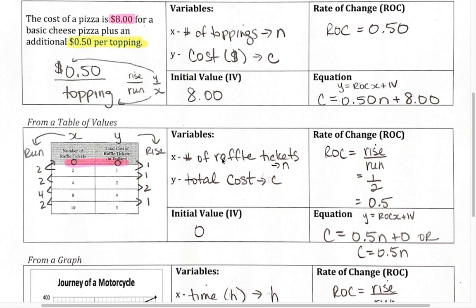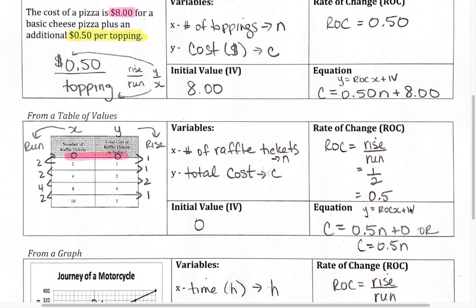So now again, I have my variables. I know the independent variable is n, the dependent variable is c, the initial value is 0, and the rate of change is 0.5. I'm going to go back to my original equation, y equals the rate of change times x plus the initial value, and I'm just going to put in my values. So cost is equal to my rate of change of 0.5, times my independent variable n, the number of tickets, plus my initial value of 0.